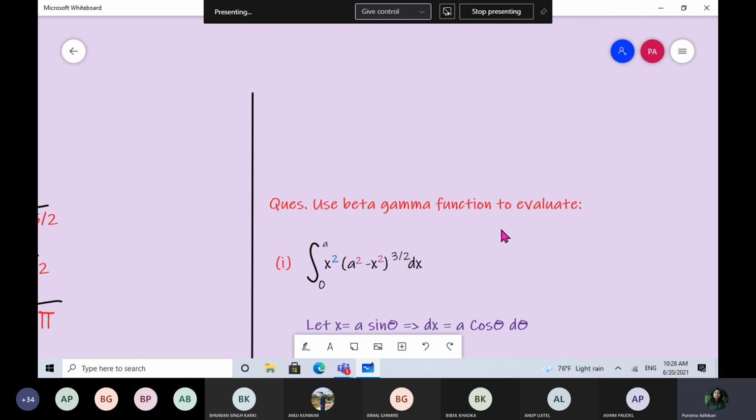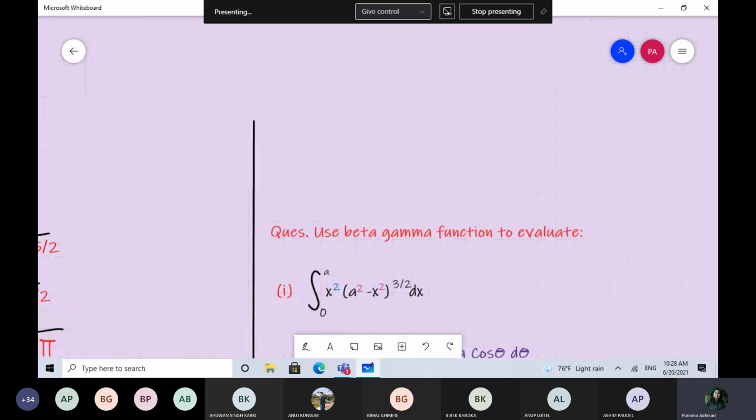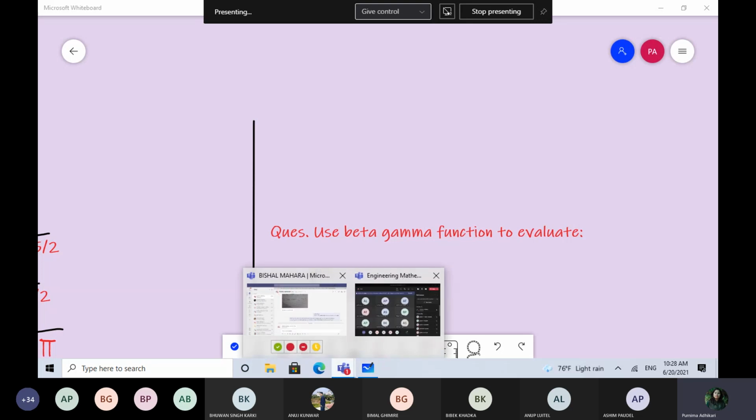Okay, so we have two options here. Either we convert it to beta function. I know this looks somehow similar to beta function, so we can make it exactly equal to beta function, or how can we do that? Does anybody remember beta function? How do we write beta function? Yes, what is it?